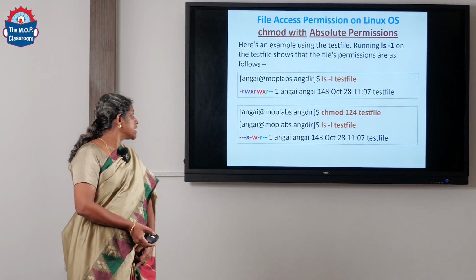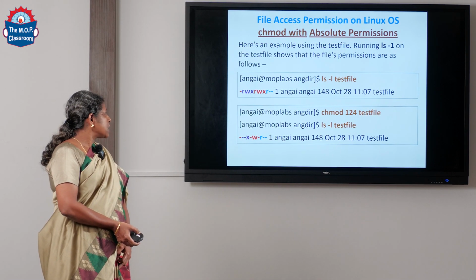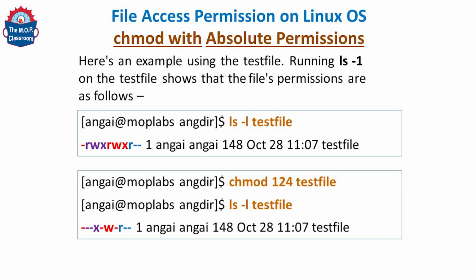So, an example has been given here. We will take the same file, test file. So, ls -l test file will list the detailed listing of the file. It says that for the user, read, write, execute permission is there. For the group also, read, write, execute permission is there, and for others only read permission is there. Now, I want to change the permission. So, I have made use of the chmod command, chmod, and I have given 1 2 4. What does 1 represent? 1 represents execute, and for whom? The first number is associated with the permission of user, the second number is associated with the permission of group, and the third number is associated with the permission of others.